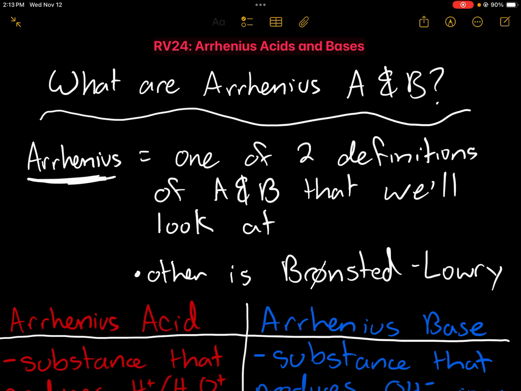This is going to be review video 24, Arrhenius acids and bases. So let's start out by defining what that even means. The Arrhenius acid and base definition is one of two definitions that we'll look at, the other being Bronsted-Lowry. But basically, you can have acidic or basic character in a lot of different ways, and the Arrhenius definition is just one of those ways.